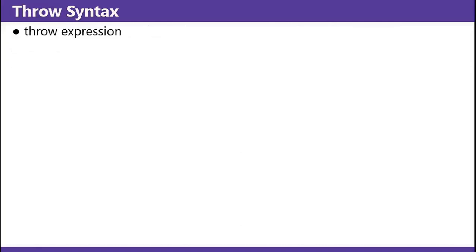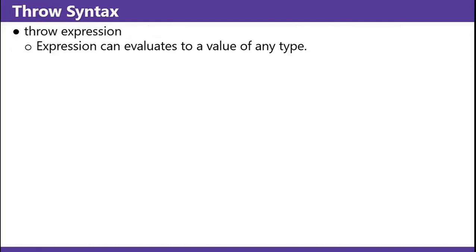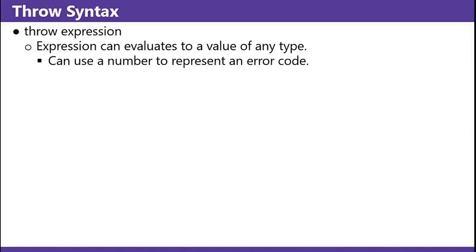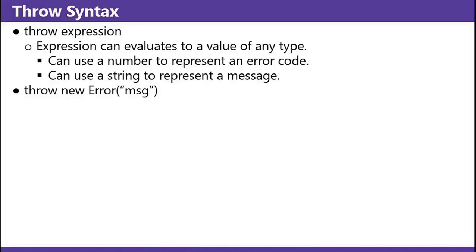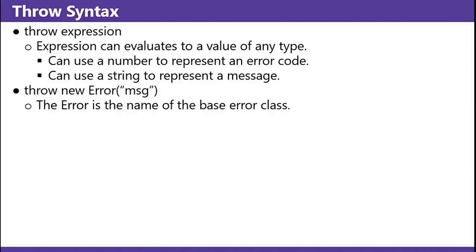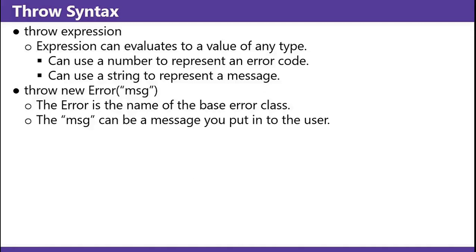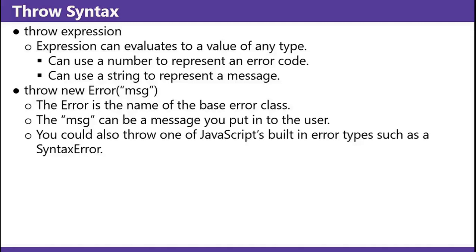Throw syntax: throw expression. The expression can evaluate to a value of any type. You can use a number to represent an error code. You can use a string to represent a message. Throw new Error(message). Error is the name of the base error class. The message can be a message you put in for the user. You could also throw one of JavaScript's built-in error types, such as SyntaxError.